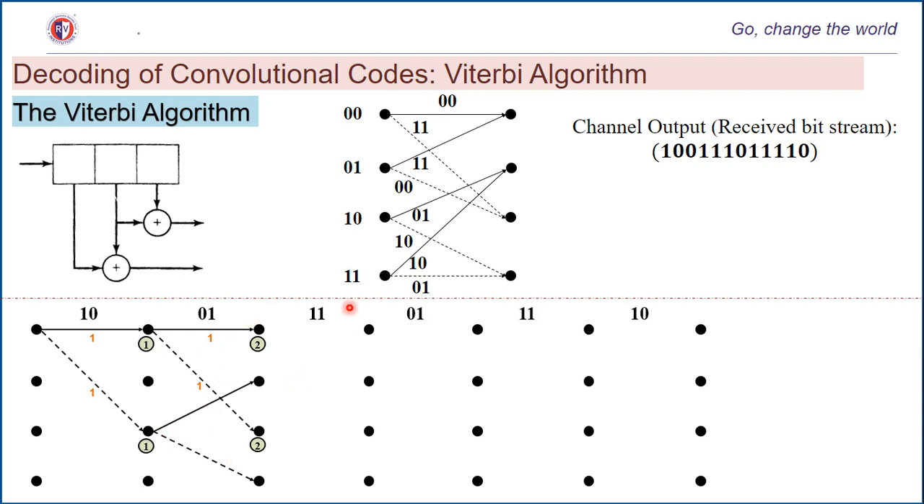However, for this output, as it is mentioned here, it is 10. When you compare with the actual received sequence, it is completely flipped, and hence the Hamming distance between these two would be 2. So 0 and 2 would be the path metric, and we should update the path metric at the nodes as well. At this node, 0 plus 1, 1 would be the path metric. 2 plus 1, 3 would be the path metric for this node. So for the T2 timestamp, these are the status of the path metrics at all the states.